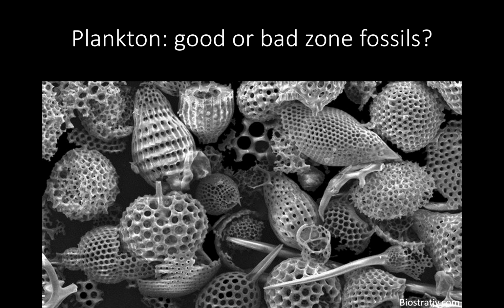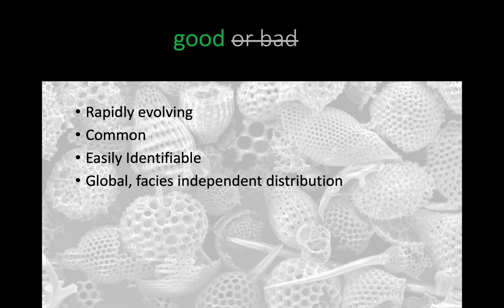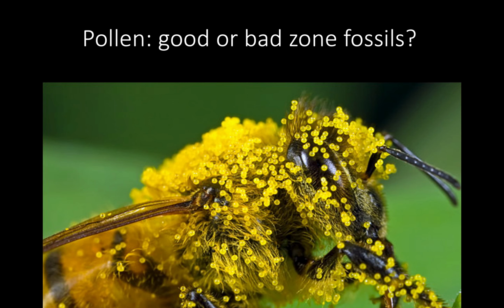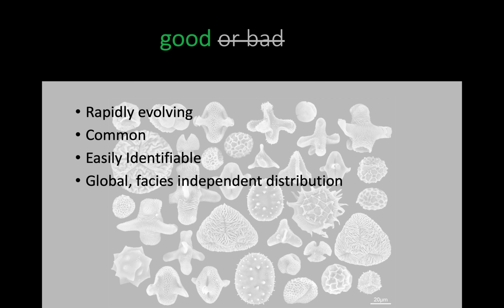Plankton, good or bad? Excellent. All right, so they are rapidly evolving. They are common. They're easily identifiable, and they are globally facies-independent distribution. Excellent. Pollen. This is a bee covered in pollen. Super precious, right? Good or bad zone fossil? Excellent. So rapidly evolving, common.